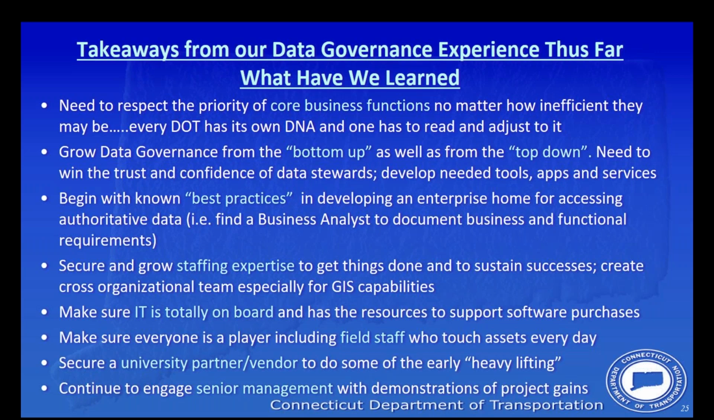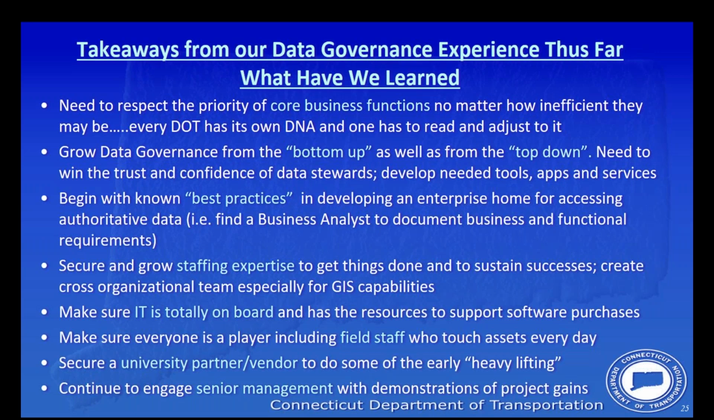We need to win the trust and confidence of the data stewards. We're doing that, as Greg just mentioned, through developing needed tools, apps, and services. So I think we're going to stick to this approach of data governance coming in both directions to ultimately change the data culture. We have to begin with known best practices of developing an enterprise home for accessing authoritative data.